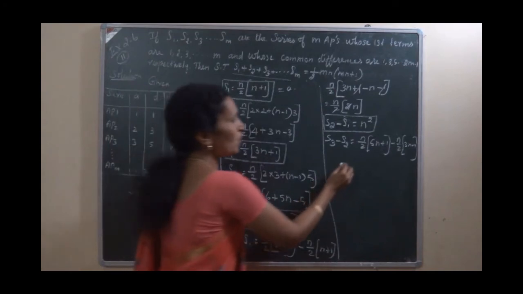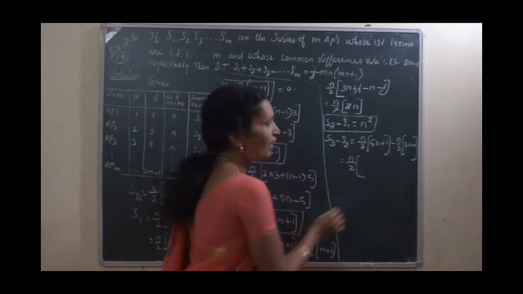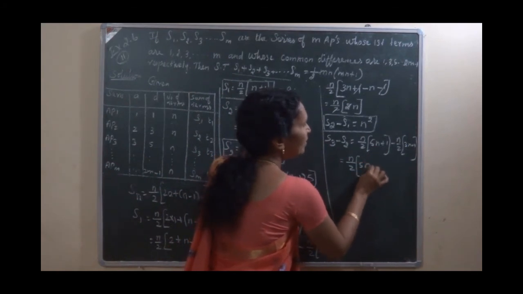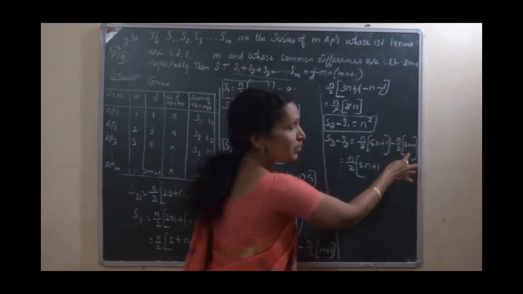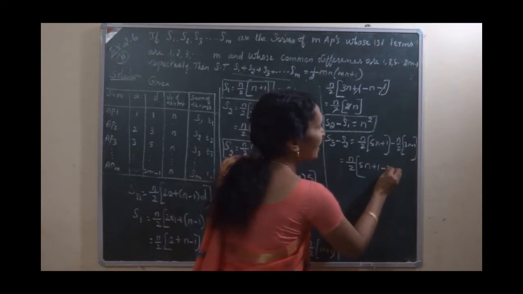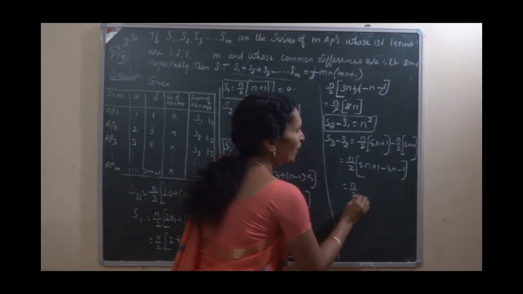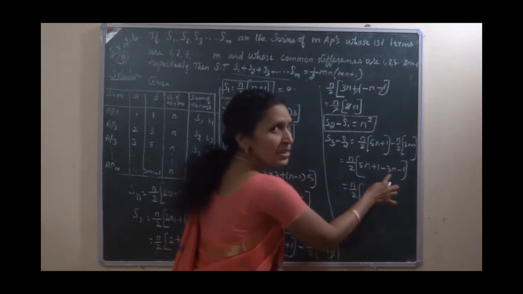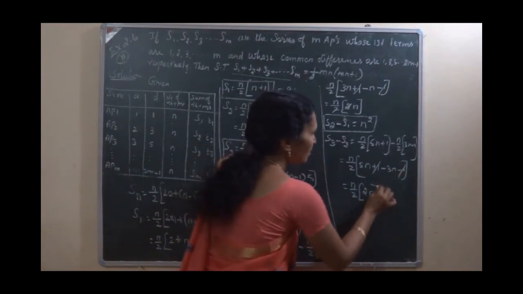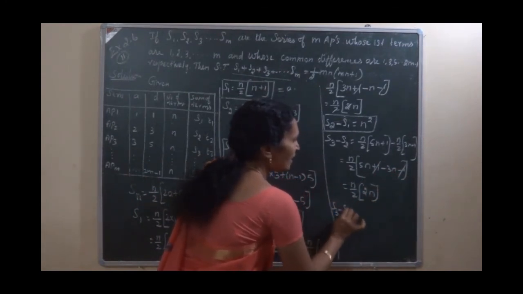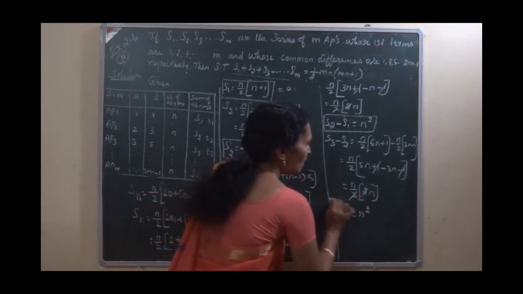That is equal to n by 2 into, taking the common value n by 2, I take outside 5n plus 1 minus of 3n minus 3n plus 1. So minus 3n minus 1. That is n by 2 into 5n minus 3n is 2n, plus 1 minus 1 cancel. So S3 minus S2 equals 2, and the 2 cancels, you will get n square.